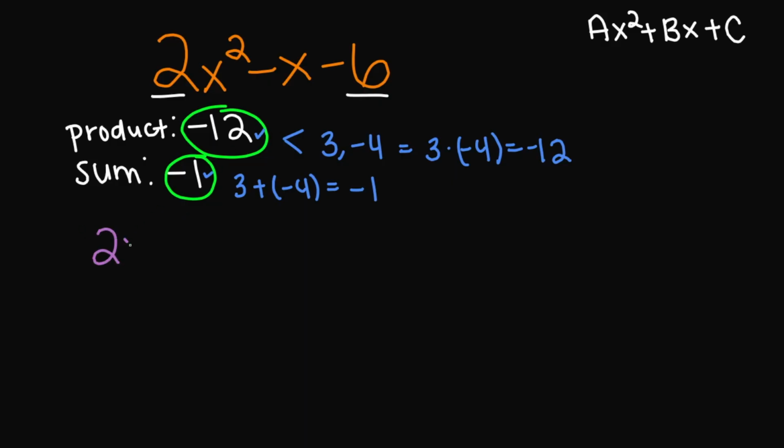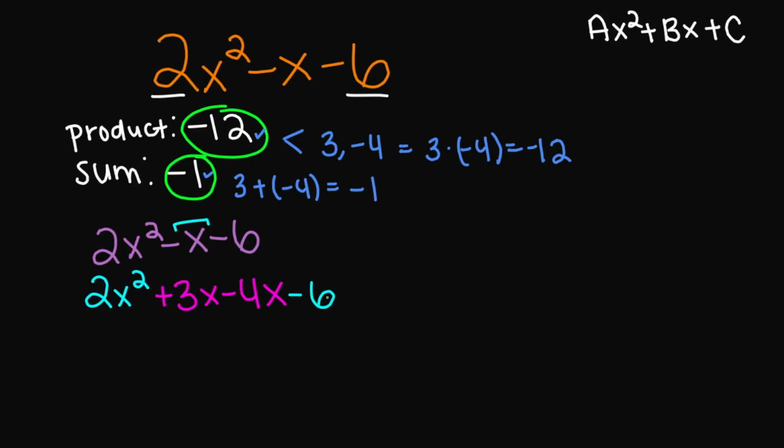Now let's write 2x squared minus x minus 6. Now we are going to separate this negative 1. Remember, we're going to do a positive 3 and negative 4. So I'm going to do 2x squared plus 3x minus 4x because that's going to give me my middle number, my sum, and then minus 6. I'm going to group 2x squared here plus 3x and then plus negative 4x minus 6 here.